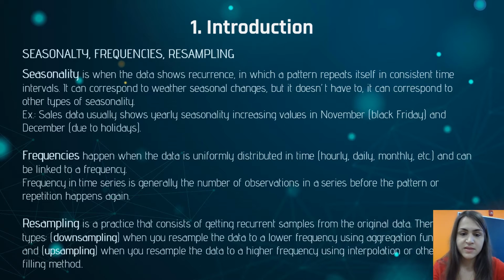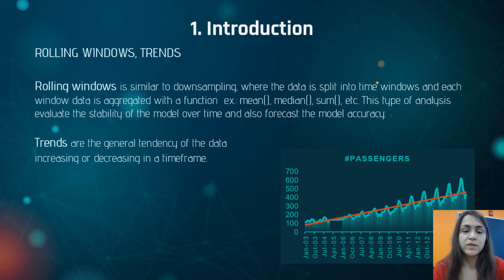Resampling is a practice that consists of getting recurrent samples from the original data. It can be to a lower frequency, which is downsampling, and to a higher frequency, which is called upsampling. Rolling windows is a similar technique to downsampling, but the data is split into time windows, and each time window uses an aggregate function, and it's used to evaluate the stability of the model and also to forecast the model accuracy. And trends are the general tendency of the data, increasing or decreasing in a time frame, which is shown here in the graph.